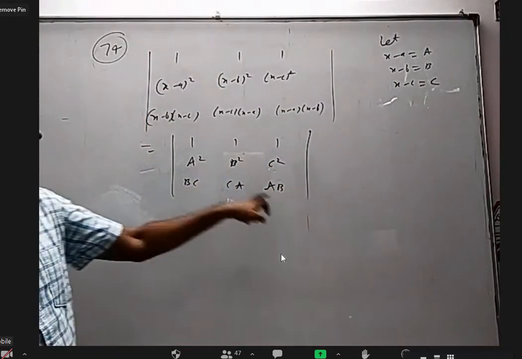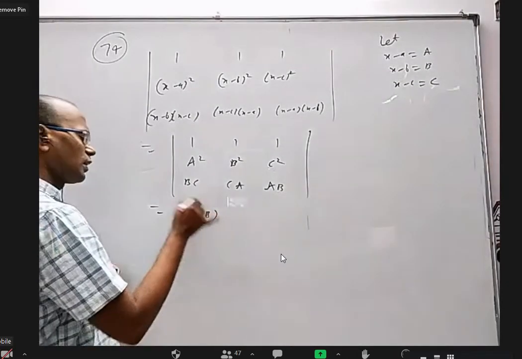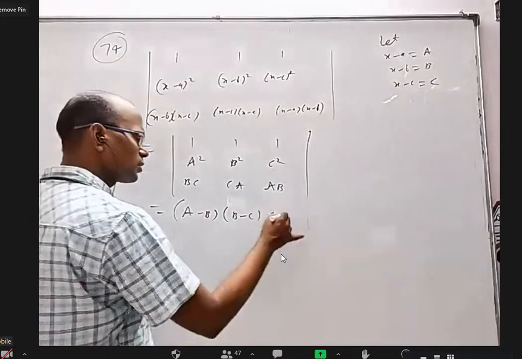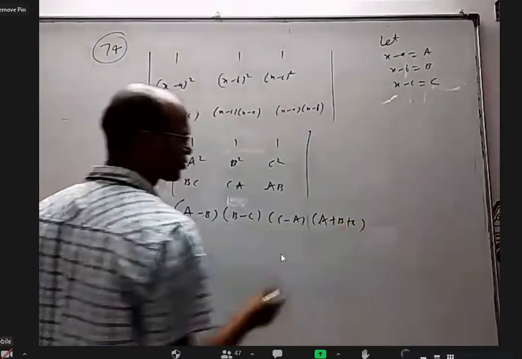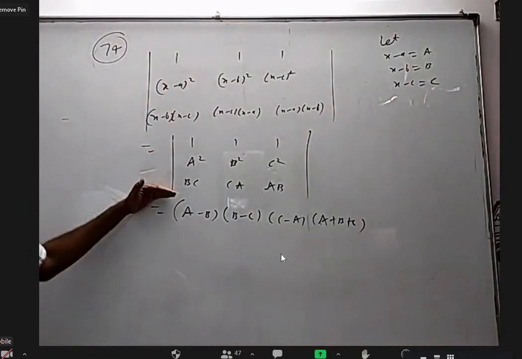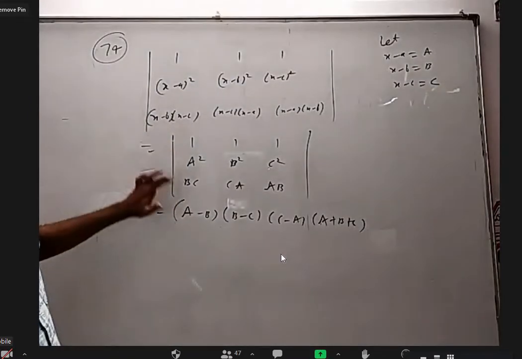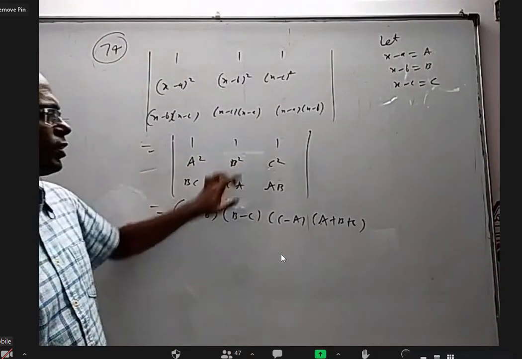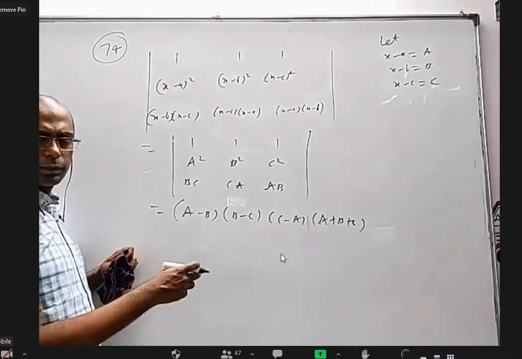Just now we discussed this. This is a 4th degree determinant, if you see. So the answer for this is obviously (A minus B) into (B minus C) into (C minus A) into (A plus B plus C). That's what we discussed: the determinant with rows a, b, c; a cube, b cube, c cube is the same as a square bc, b square ca, c square ab. Just now we discussed this, right?